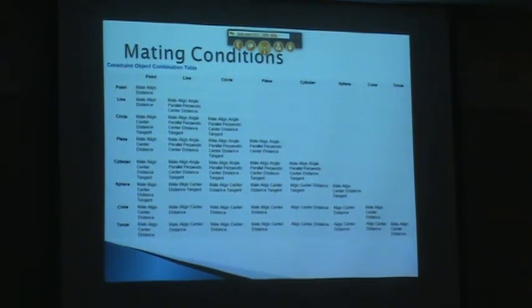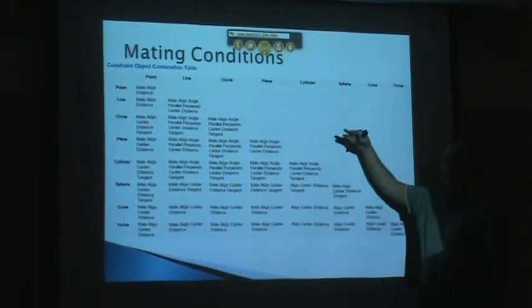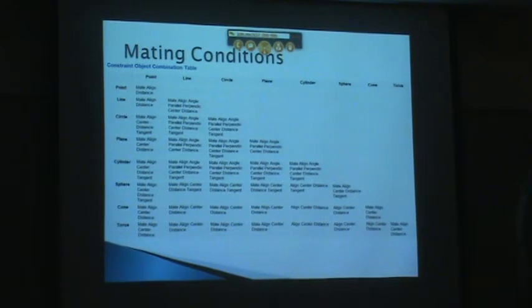Okay? So this is a map of all the different kinds. It's only the bottom because the other side is exactly the same. But you need to make sure that you study that out and talk about it as a team. Am I going to use a face-to-face mating condition with an offset? Or is it going to be face-to-face because it needs to be glued together?